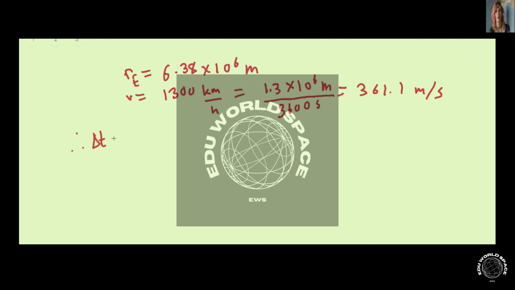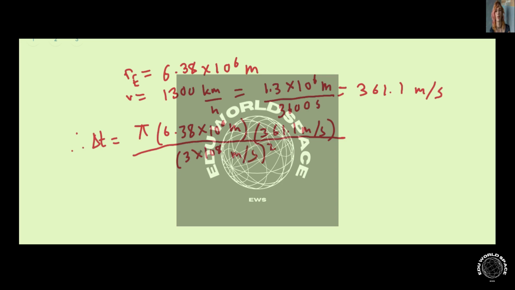Therefore, your delta T will be pi times RE, which is 6.38 times 10 to the 6 meters, times V, which is 361.1 meters per second, over C squared. C is 3 times 10 to the 8 meters per second whole squared. As you can already see, the denominator is pretty large, so this will be a small number. In fact, we get something very close to 8.0 times 10 to the negative 8 seconds. So a very small time difference. This can be attributed to the fact that the plane isn't moving all that fast relative to the speed of light. And that's it.